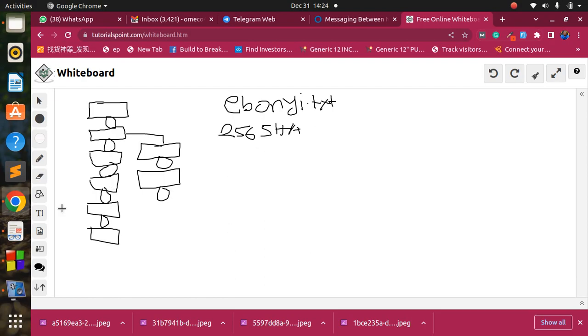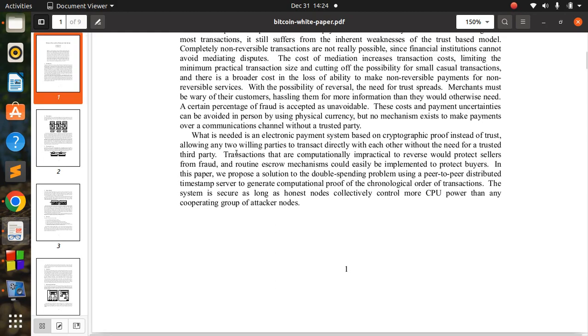Now, when you look carefully, it says what is needed is an electronic payment system based on cryptographic proof instead of trust, allowing any two willing parties to transact directly with each other without the need for a trusted third party. Remember that? Transactions that are computationally impractical to reverse would protect sellers from fraud, and routine escrow mechanisms could easily be implemented to protect buyers. What are escrow mechanisms? It means sending the money into a wallet or into a network. Once the other party confirms the transaction, the money enters their wallet.